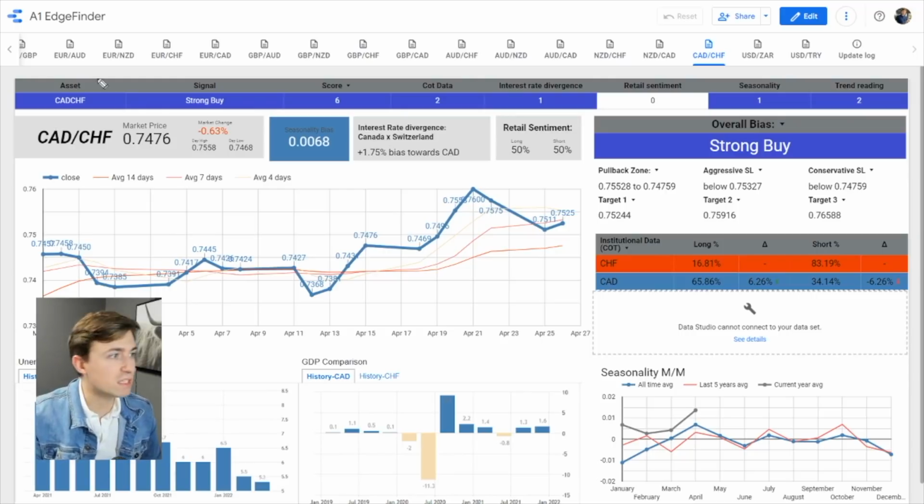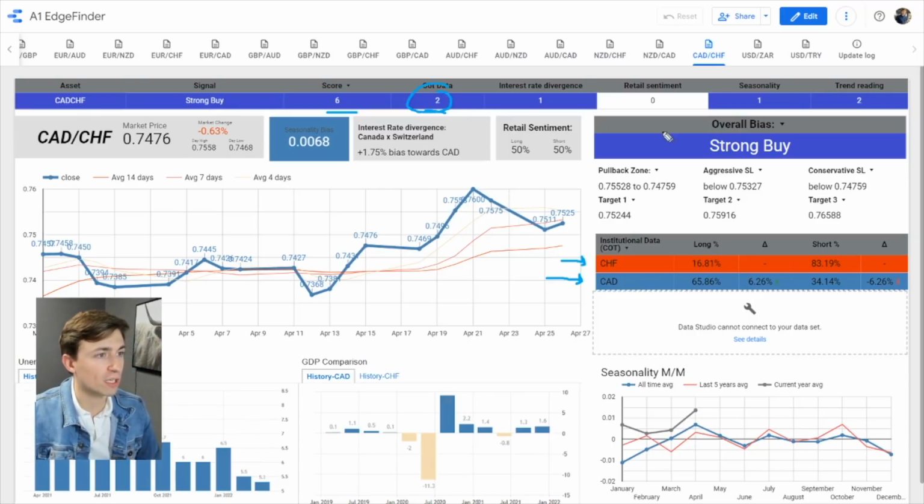So for example, we can take a look at the score of 6, and that's basically a conglomerate of all of these. If I look at COT data, for example, the CAD is a strong buy considering that institutional traders are very long. This is based on the Commitment of Traders report, which is filed once a week here in the US. Then you have CHF, which is super short biased. So putting that into perspective, the big money is shorting CHF and buying CAD, which gives it a very strong buy rating on CAD Swiss.